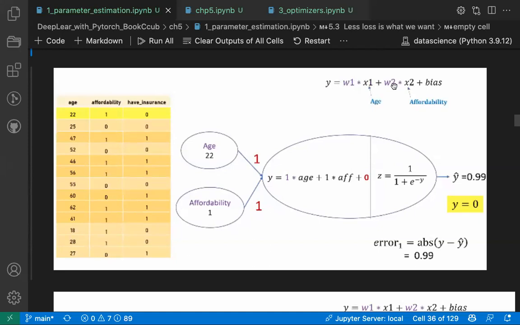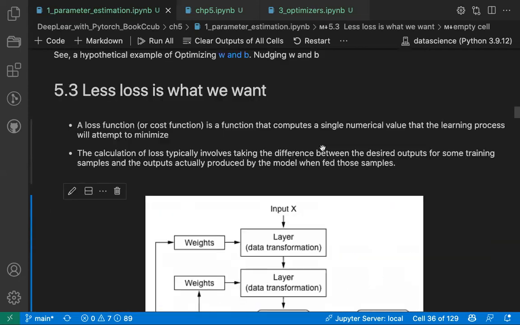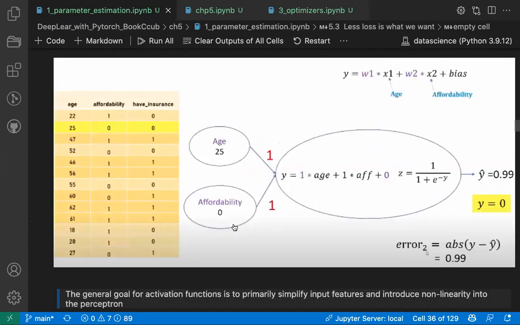So W1, W2 are weights, but X1 and X2, because I have two inputs, right? If I have only one, I can have X1, then plus bias. Can you see I have plus bias? So this is the same example we saw, but here I have two inputs. Now I want to show what we mean by loss.